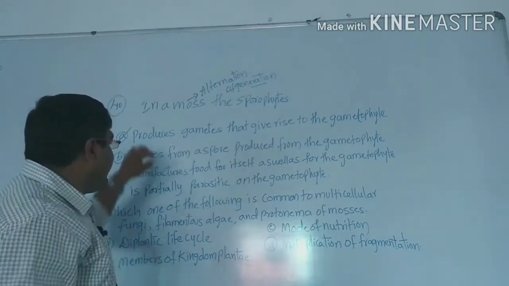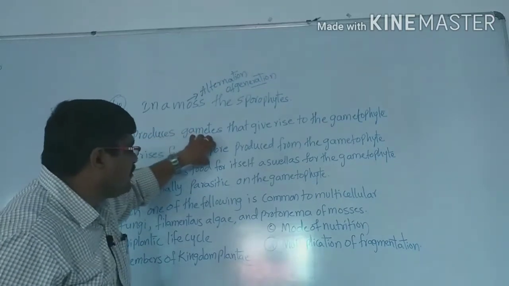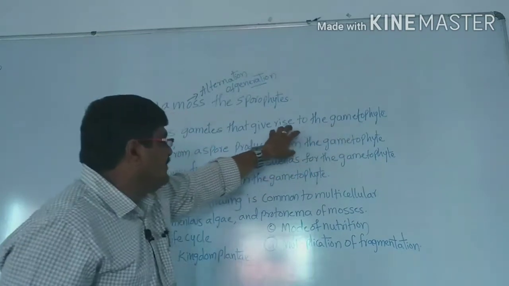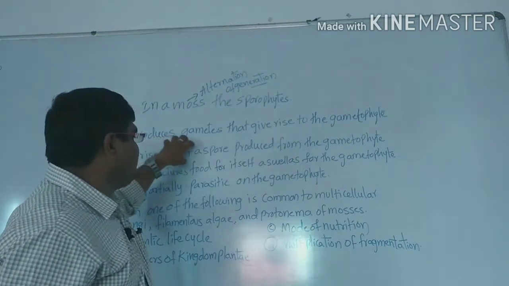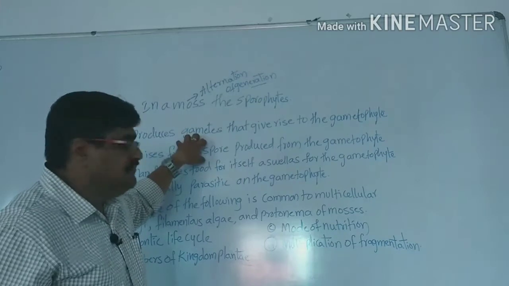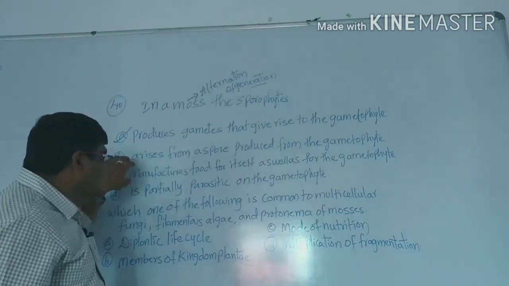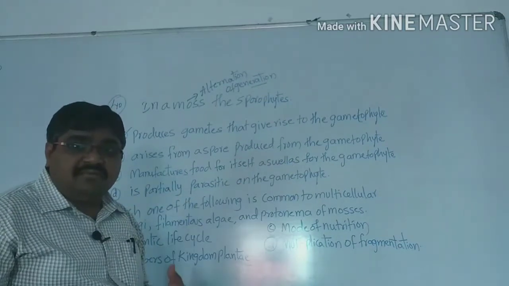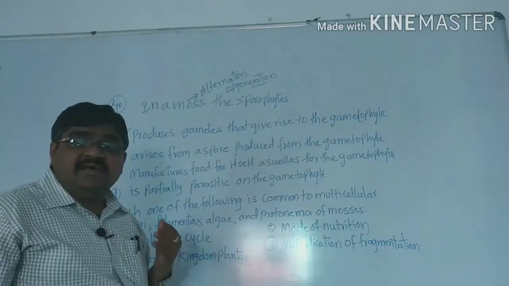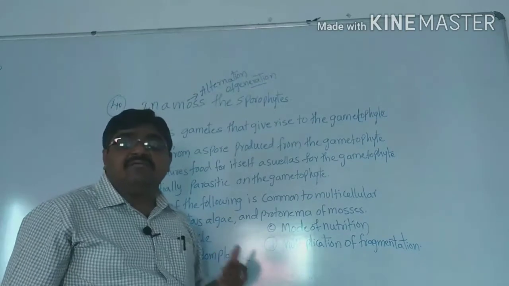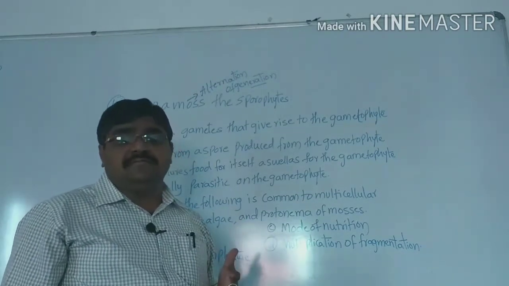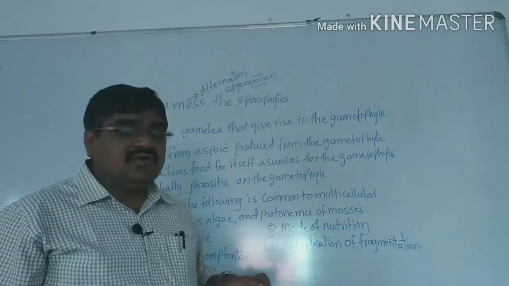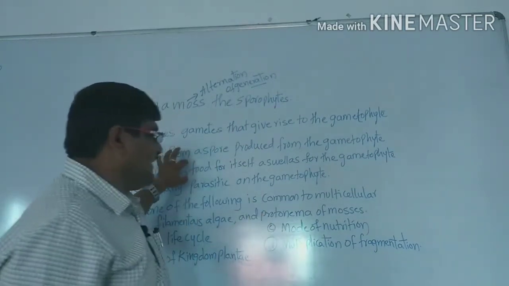The second option says it arises from the spore produced from the gametophyte. That means the sporophyte arising from the gametophyte does not take place. And the third one, manufactures food for itself as well as for the gametophyte. Here the sporophyte depends on the gametophyte for food and nutrition. So this is also not correct.